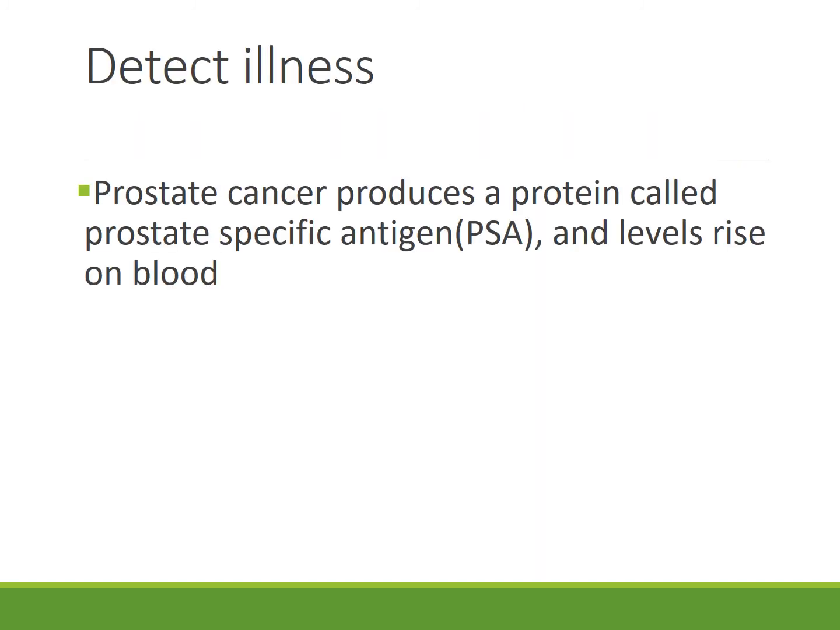We can use them to detect illness. So we can use this to detect the HIV virus. And we can use it to detect lots of cancers. So for example, prostate cancer has a specific antigen called a PSA. Okay, so I'm just going to pretend it's that shape. And the levels rise in the blood.